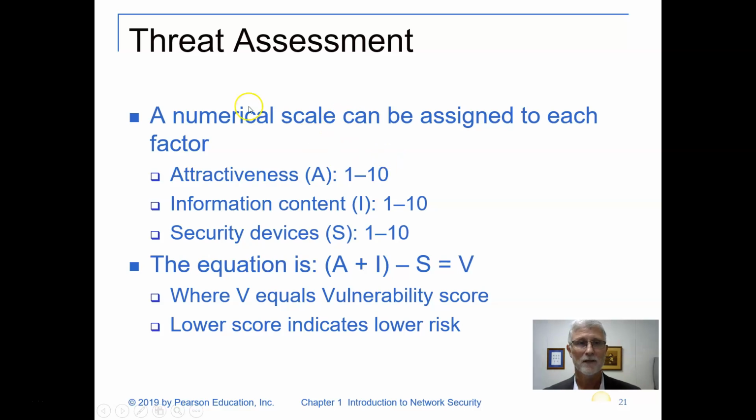Now, if you've got a very attractive network and your invitation's high, but I got no security devices, guess what? You may have 10, 10, minus 1, so that makes you get 19. So all of a sudden it says, whoops, my vulnerability is very high. But if I've got information contacts of 5, security devices is a 10, then all of a sudden this number's low, and I'm looking for a vulnerability as low as I can get it. Because there's some point where the amount of security put in place has got to equal or balance out.